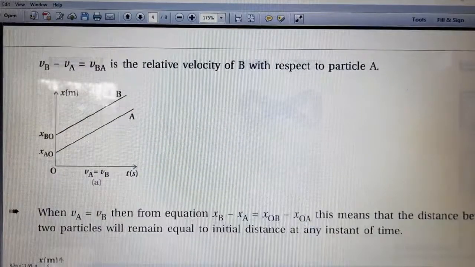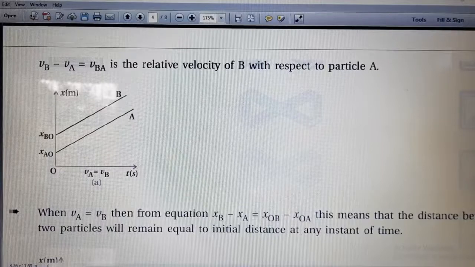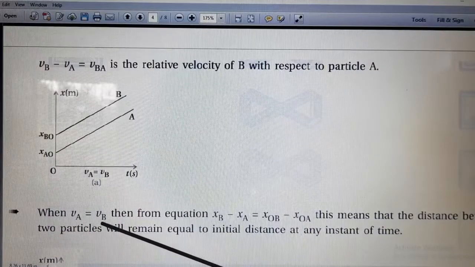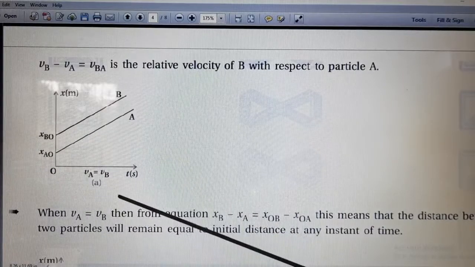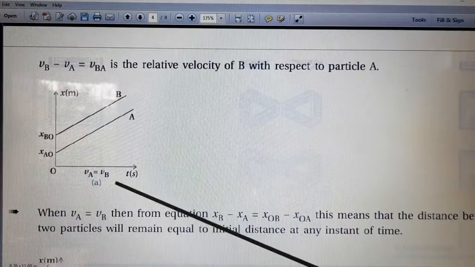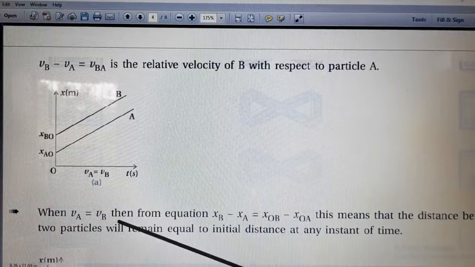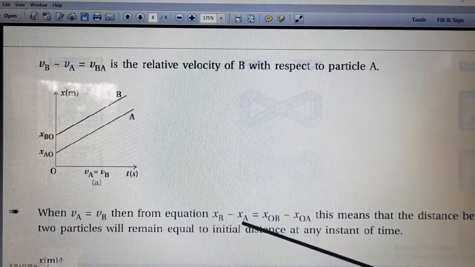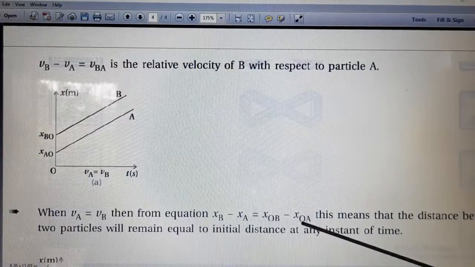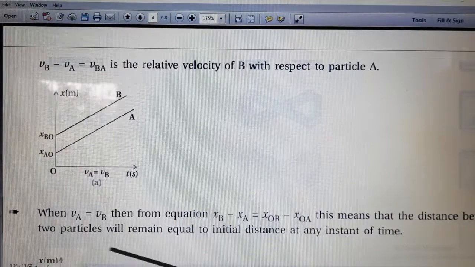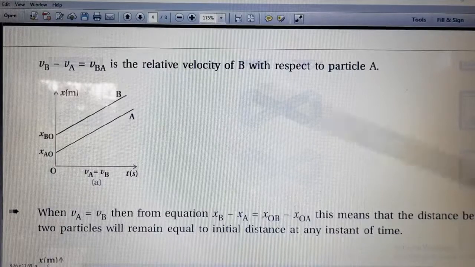Friends, look here. Now we have the first case. When the velocities of particles A and B are both the same, means when VA is equal to VB, at that time the displacement versus time graph is as it is. Means when VA is equal to VB, then from the equation XB minus XA is equal to XOB minus XOA. This means that the distance between the two particles will remain equal to the initial distance at any instant of time.